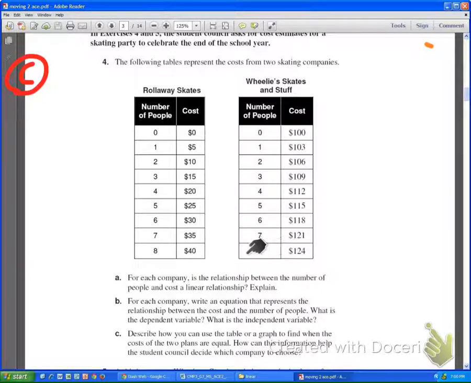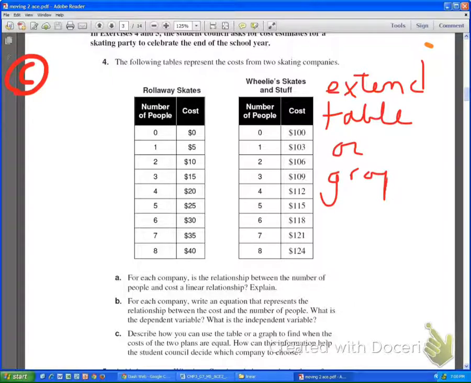You'd probably want to wait on this one because you want this to get closer to this. And what you're looking for is when both of them have the exact same cost. Right now they don't have the same cost. If you're using a graph, you would extend each of the lines until the two lines intersected, and that's where the cost is equal. So I'm going to write extend table or graph until costs are equal.